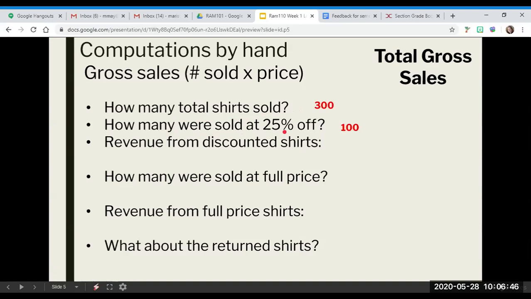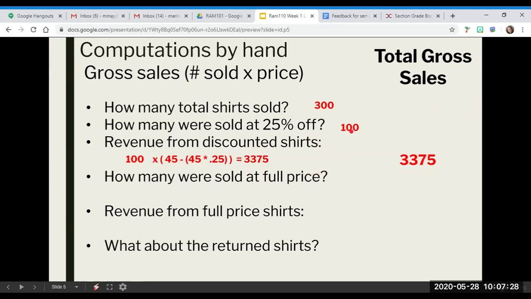Not sure if this discount was just a 25% off sale, or if maybe there was a coupon that people had to use. But regardless, we were told that 100 of them sold at a discount. So we want to calculate how much money, that's revenue, was brought in from these 100 shirts. If you recall from the prompt, we were told that the 100 shirts sold for $33.75 a piece, which means that total from these 100 shirts, we get $3,375. That's going to go in our gross sales column. So all the ones that sold at a discount, this is how much money we made from them.